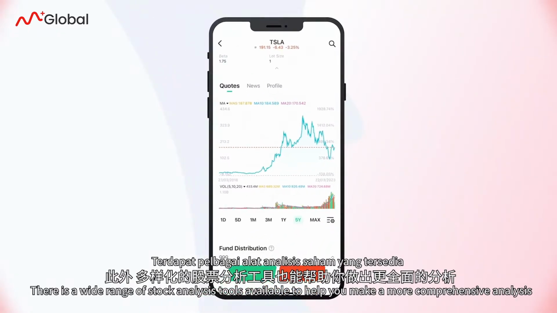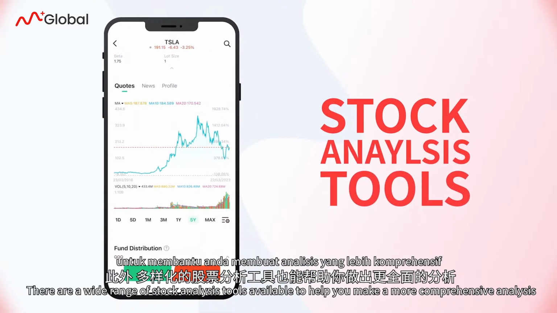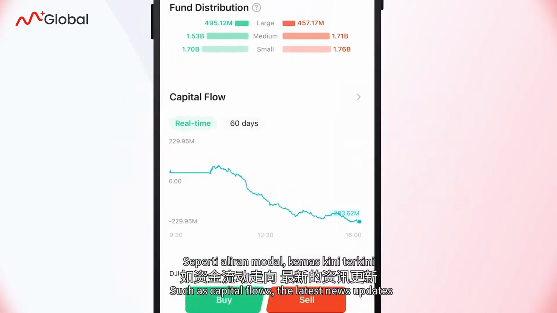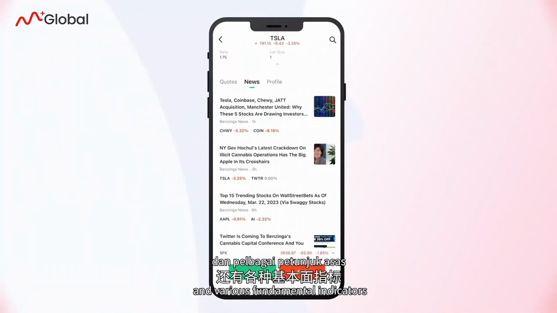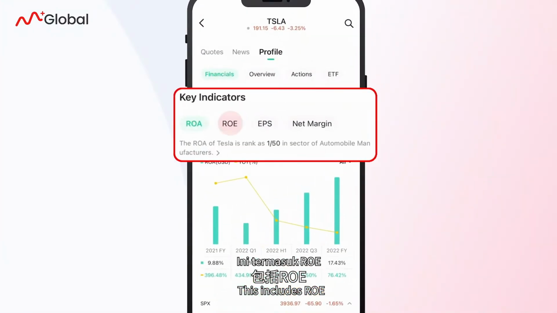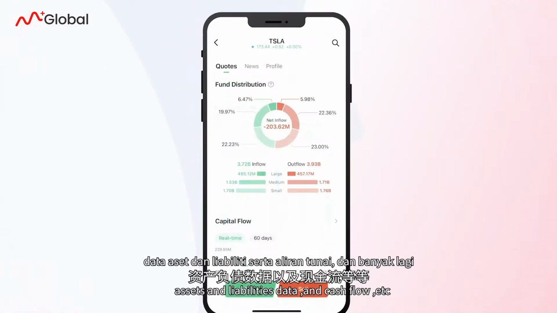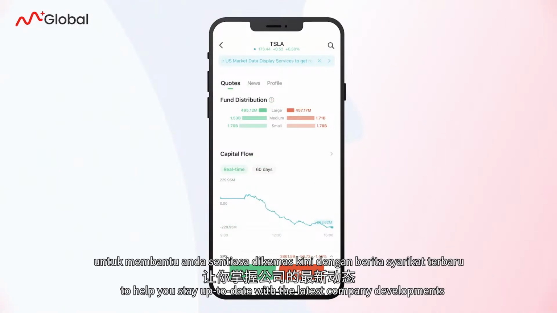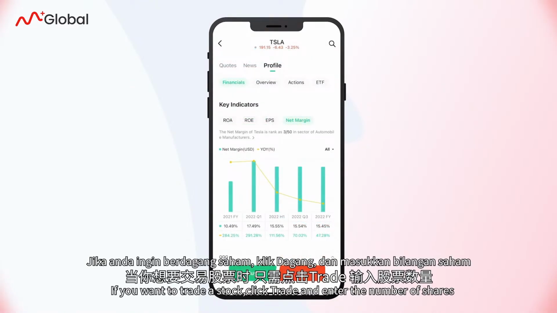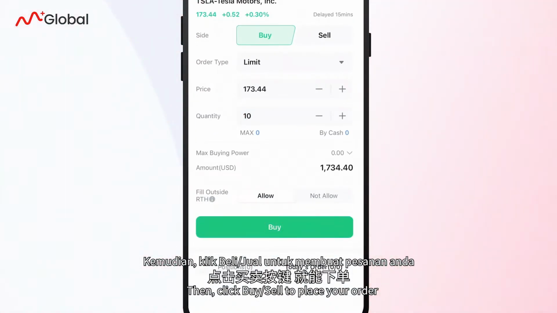There is a wide range of stock analysis tools available to help you make a more comprehensive analysis, such as capital flows, the latest updates, and various fundamental indicators. This includes ROE, earnings performance, net profit margin, assets and liabilities data, and cash flow, and more to help you stay up to date with the latest company news. If you want to trade a stock, click Trade and enter the number of shares. Then click Buy or Sell to place your order.